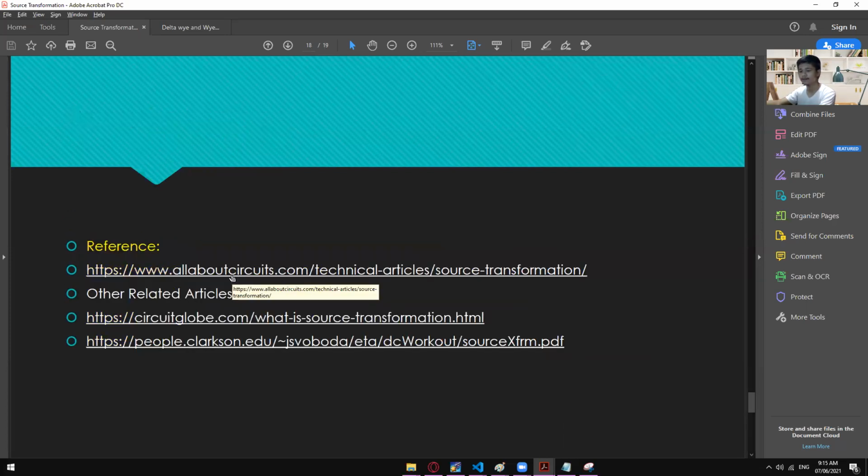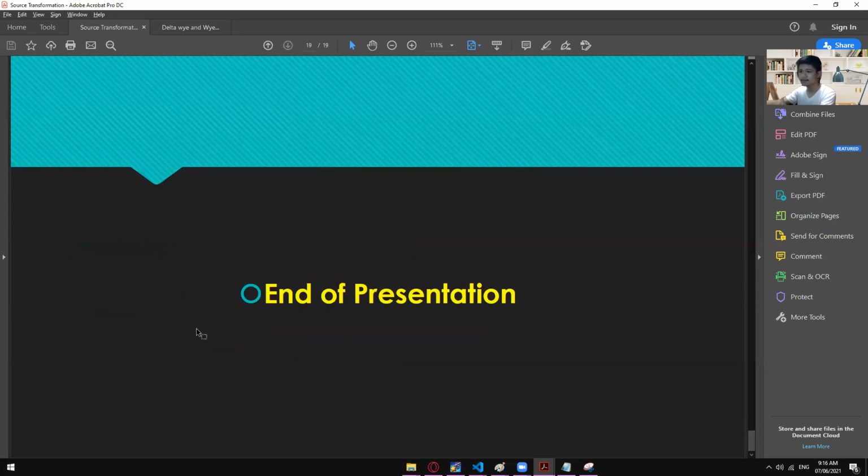Okay, and then for my reference, I think this one also came from All About Circuits. And then for the other related articles, you can also visit those two websites wherein they are also explaining source transformation, just another example, a different explanation, but the same concept, of course. Okay. So yeah, that's it for the source transformation.